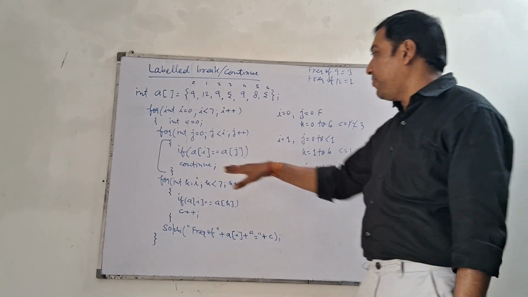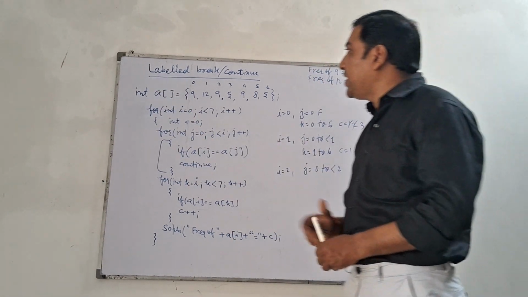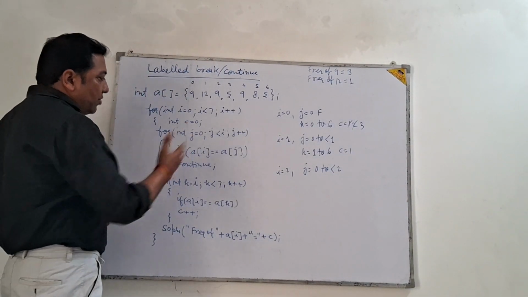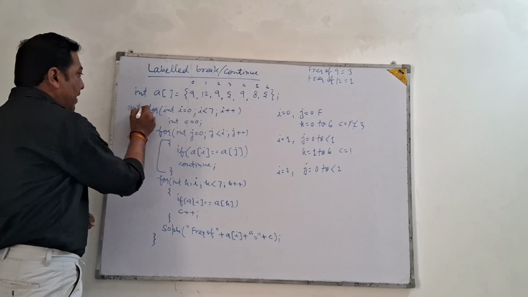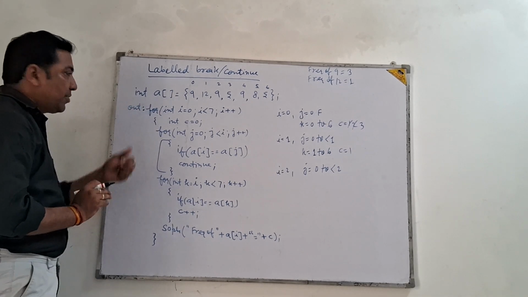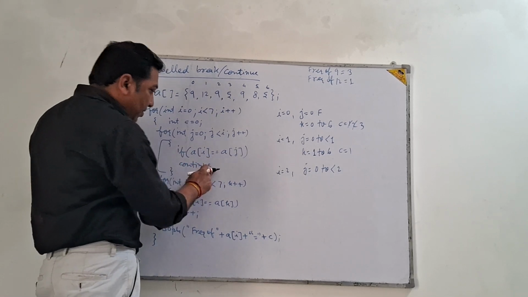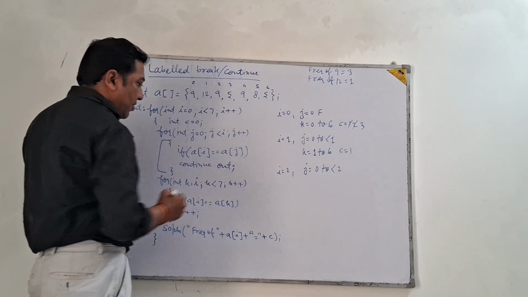So how can we skip? While working in the inner loop, we can continue the outer loop. So for this we need a labeled continue. How to make a labeled continue? Before the loop which you want to continue, you define a label. Suppose I write here out. Out is a user defined identifier. And in case of continue, instead of normal continue, we will write continue out and semicolon.